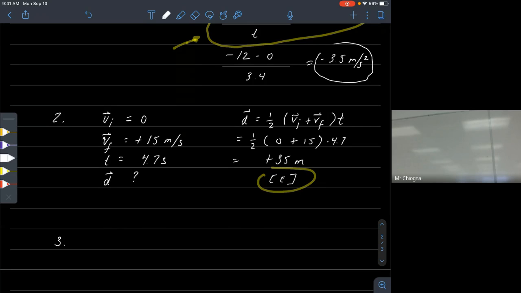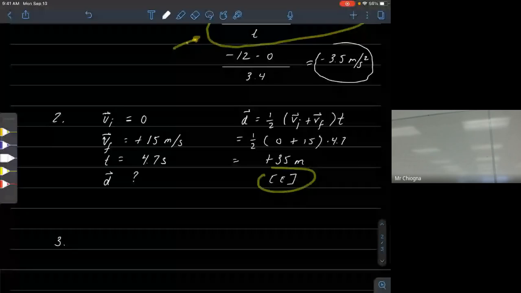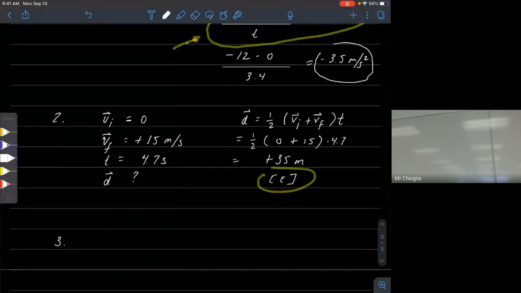What would be the difference between the final speed and the final velocity? Speed is just the magnitude. It's going to be the same value, but velocity will have a direction to it.